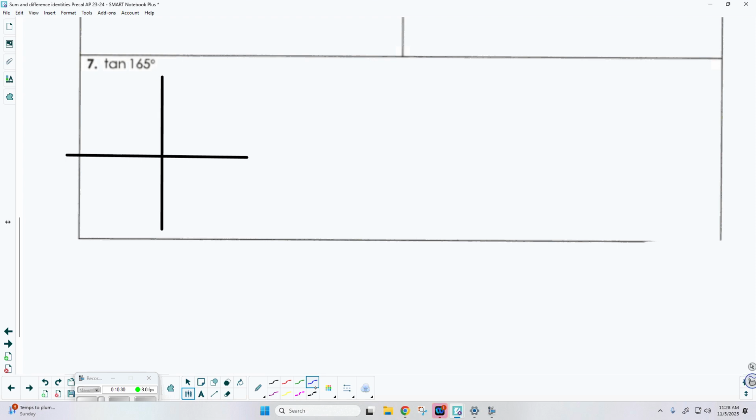30 and 135. Okay. So tangent of 30 degrees plus 135 degrees. Okay. All right. Now, because order is important, 30 is first, so that's got to be my A. That means that 135 is my B. So we're choosing to use the sum identity for tangent. Okay, so let's fill in what we know.